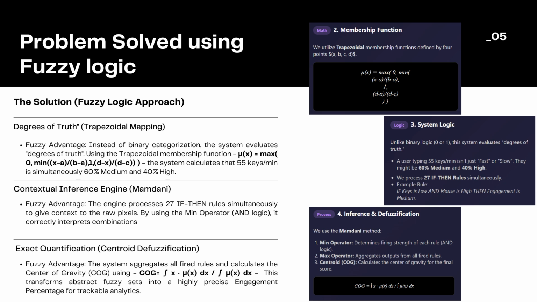So how does it work? Well, first, it starts with what are called trapezoidal membership functions. Now, instead of just a simple on or off switch, these measure degrees of truth. Think of it this way. Someone typing at 55 words per minute isn't just fast or slow. The system can say they're, say, 60% medium and 40% high at the same time.